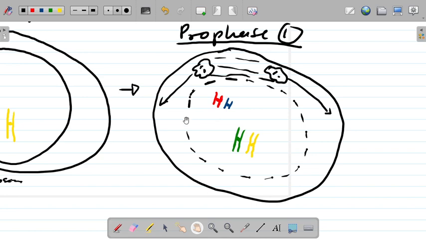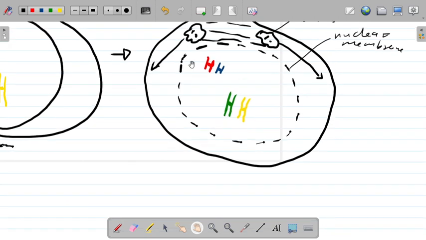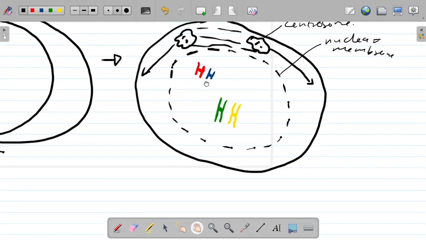So that is your centrosome. And then the nuclear membrane disappears. Also the nucleolus disappears. But we're not really interested in that. What's more interesting now is what happens during prophase I.